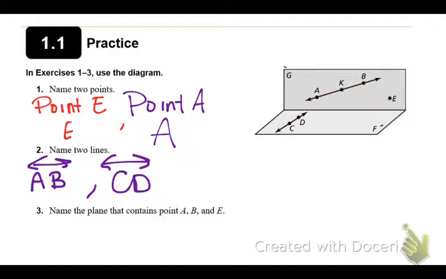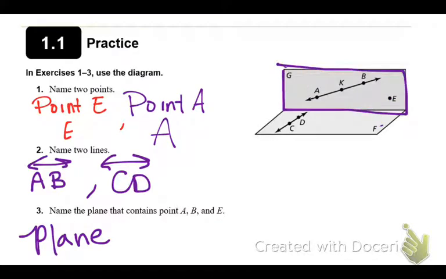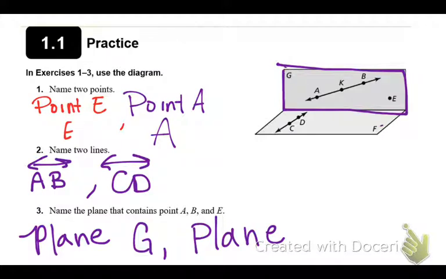Number 3, we're going to name a plane. Whenever you name a plane, what do you always have to have? The word plane. And then with the points A, B, and E. So we're going to name this plane up here. We're going to name it 2 different ways. What is one way to name the plane? Plane G. Or we could say plane, and then how many letters would we use? 3, as long as they are not on the same line. So pick 3 points that are not on the same line.